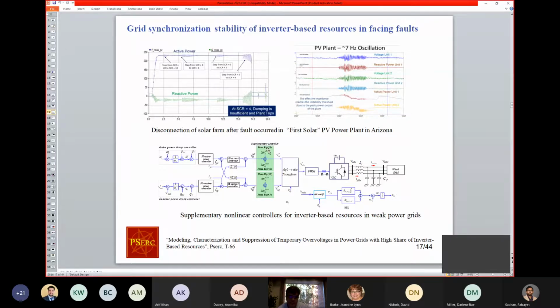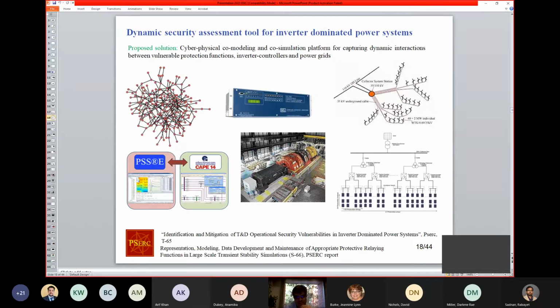So therefore, this methodology can be used for both grid-following and grid-forming controllers. Again, this is an ongoing project. There are so many problems we are trying to address here, and it is a little more complex than we expected, so we are working on this one.